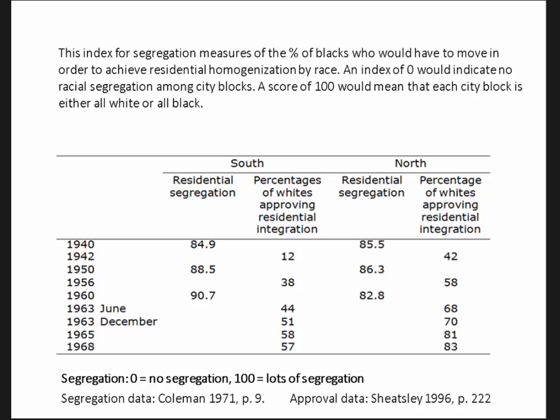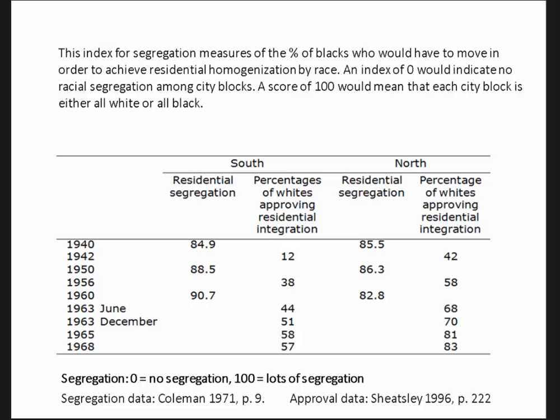Okay, let's talk about the other column, the residential segregation column. That's basically a number that ranges from 0 to 100. There are different indices for how you measure segregation. There's a whole literature on this. There's the dissimilarity index, or some other diversity measures and so on. Basically, this is a number that ranges from 0, meaning no segregation at all, to 100, meaning lots of segregation.